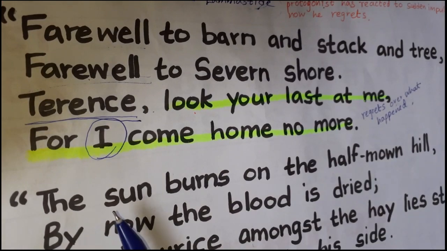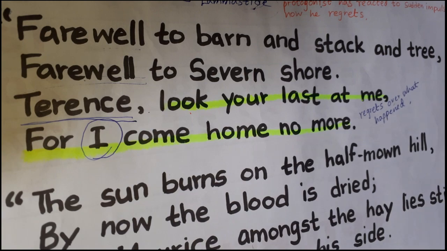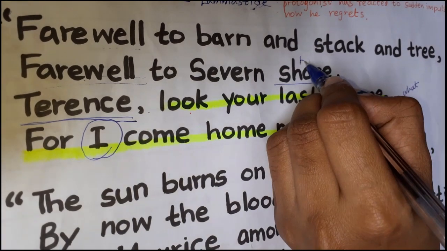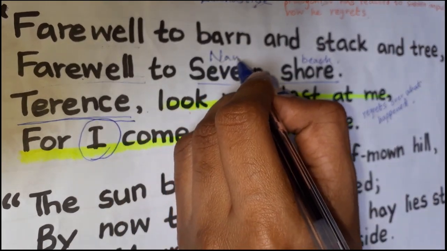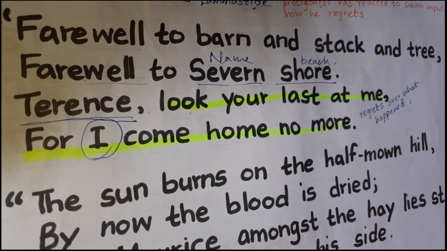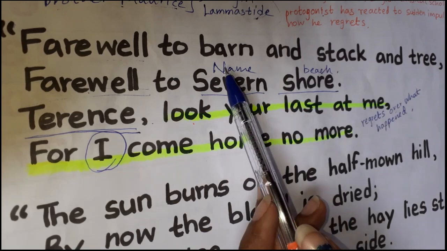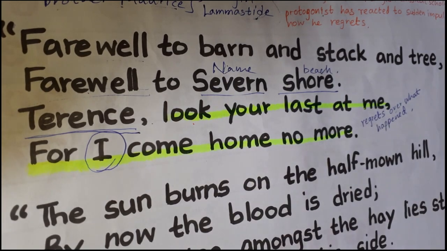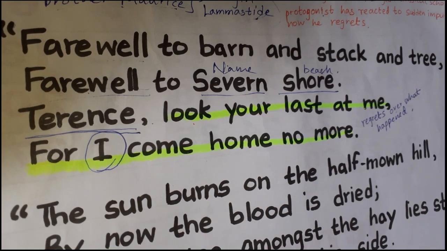Well, so you can see, farewell to barn and stack and tree, and to Severn shore. So Severn shore means actually the beach. It is the name of the beach. It may be very close to his childhood and his life, like the barn, stack and tree, the agricultural setting. Maybe he is near the coastal area too. Well, and you can see, we'll go for the second stanza.